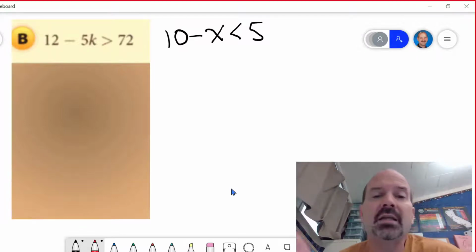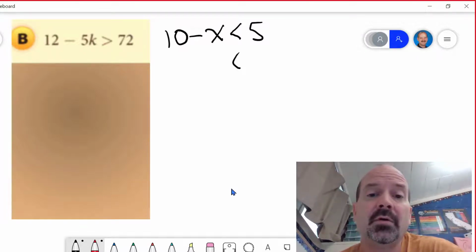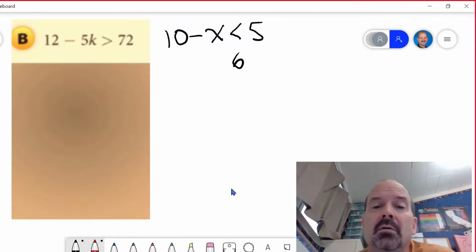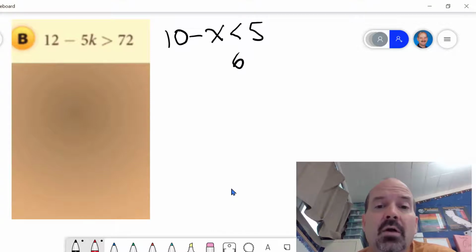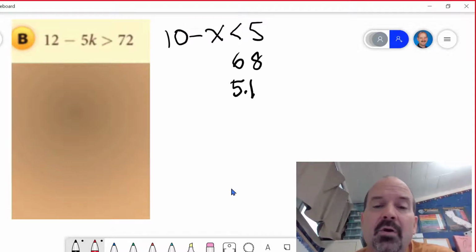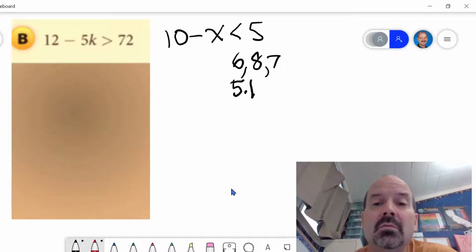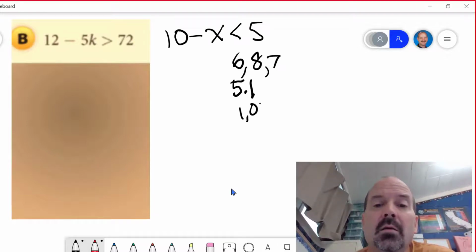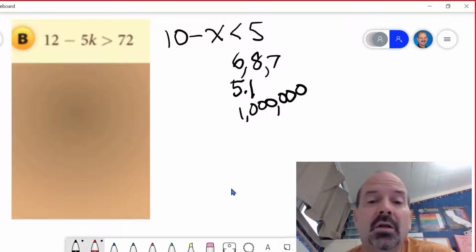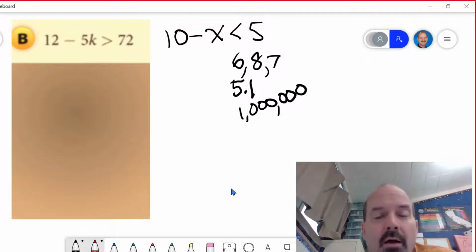Okay, so let me write that down. There's other numbers, though, aren't there? We've got 6. What else besides 6? Yep, 8 works. How about 7? How about 5.1? Yep, 5.1 works. So 6, 8, 7. How about a million? 1,000 million. 1 million. 100. 100 works. Good job, Alfredo. All right, so those are all solutions.